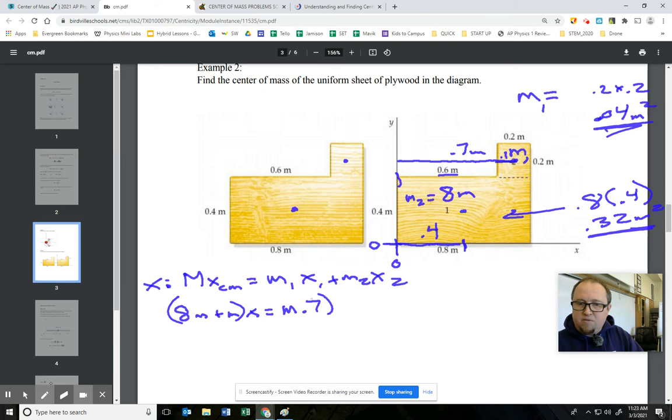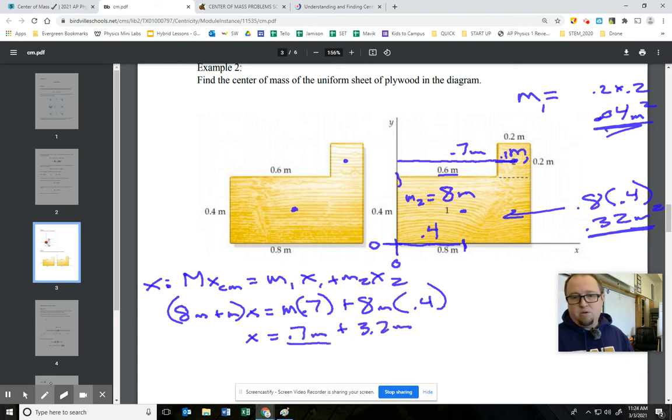Its location of its center of mass is 0.7 away from my 0. The other guy is 8M. How far away is he? 0.4. Okay. Solve that out. I've now solved for the X location of the center of mass. So if I solve this out, I get 0.7M plus 3.2M all divided by 9M. So I get 3.9 over 9 meters as my X of my center of mass.